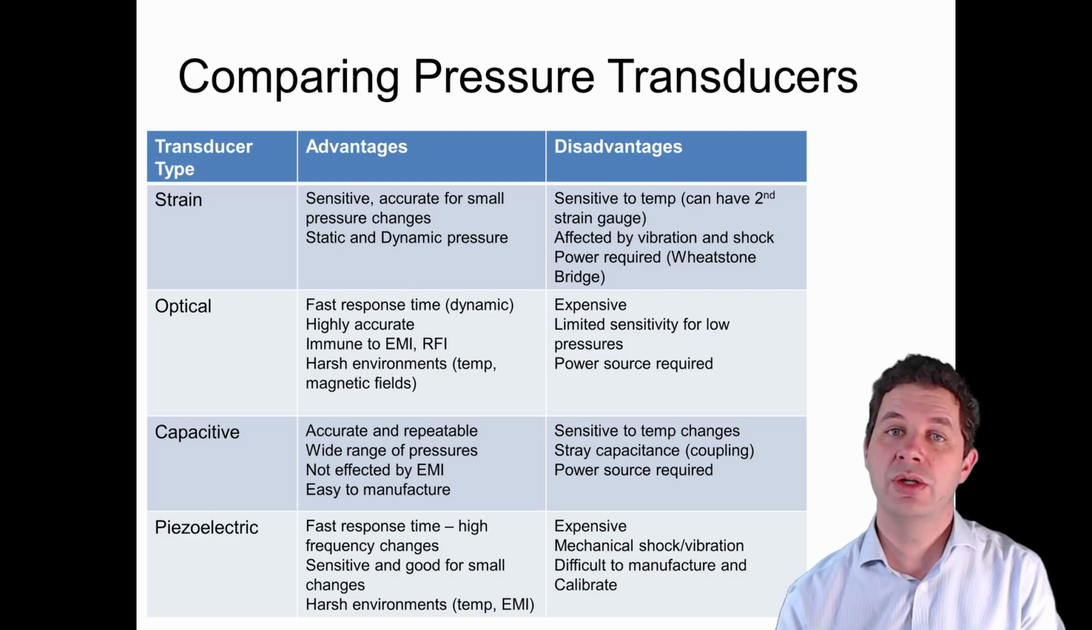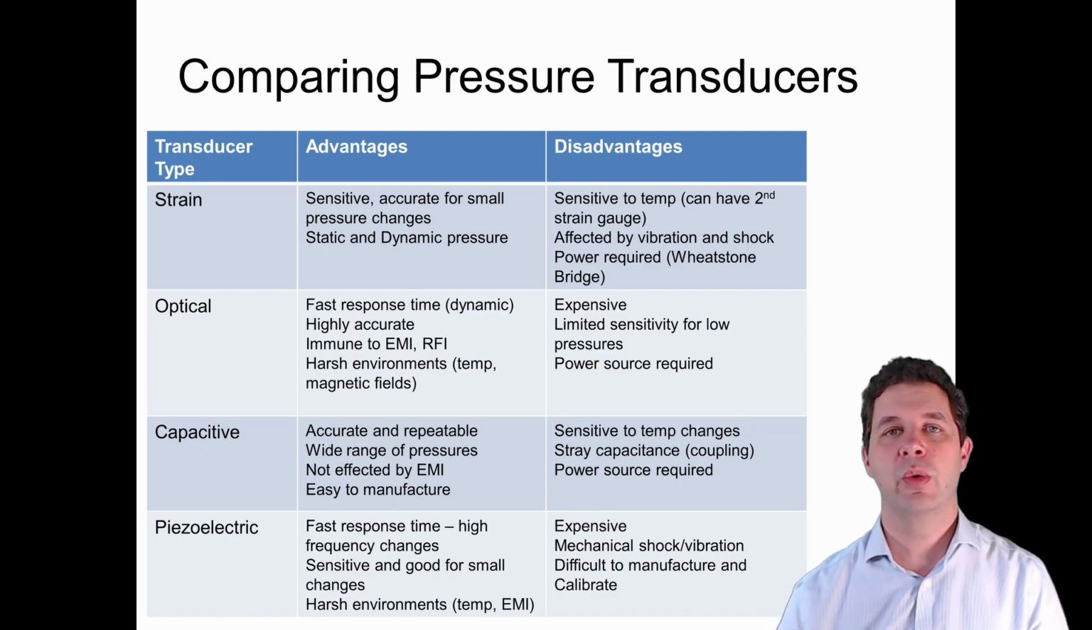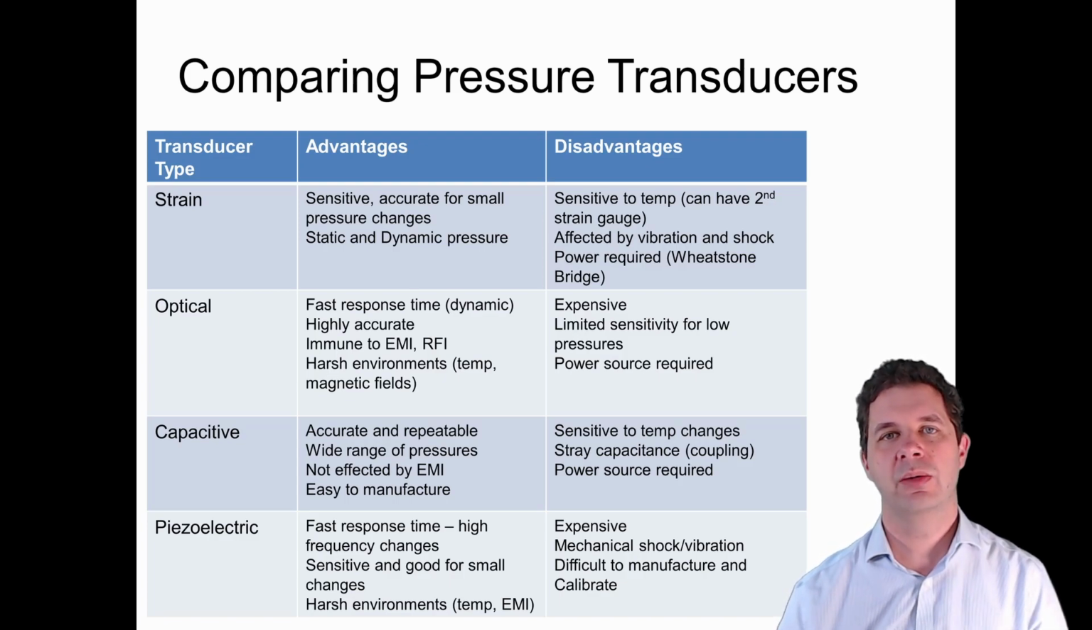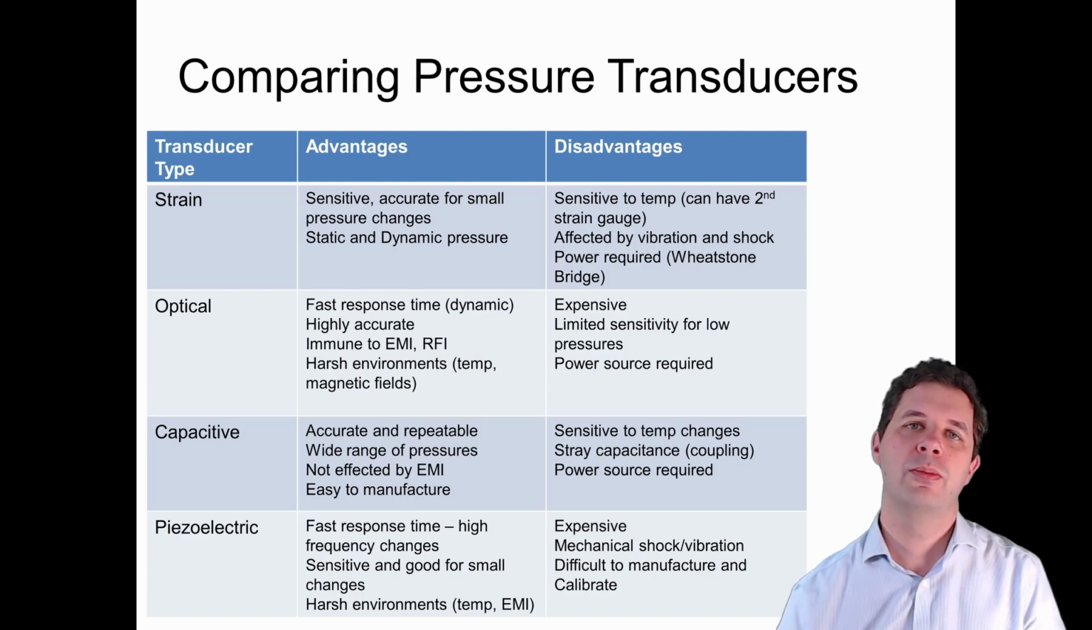So really, we need to choose a pressure sensor transducer based on the sort of application that we're looking at. What sort of data are we looking at? What sort of range is that data going to be over, like high pressure or low pressure? And what are the conditions it's going to be operating in?